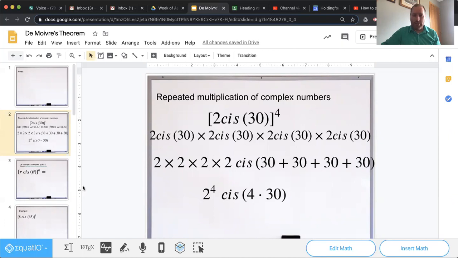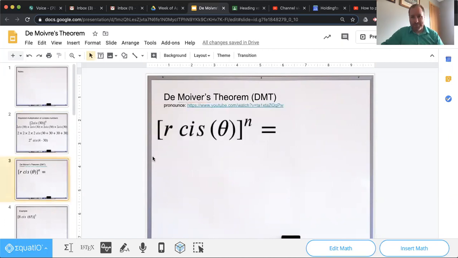This theorem was discovered by a particular mathematician named de Moivre, if I'm pronouncing that right. I always pronounce it a little differently. If you want to see how to pronounce it, you can follow this link, and you can listen and see how to pronounce that. Or sometimes you can just call it the DMT as well.